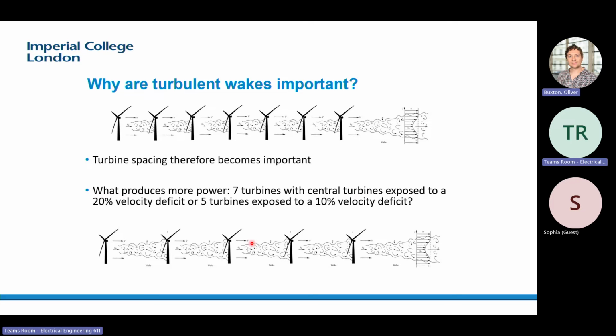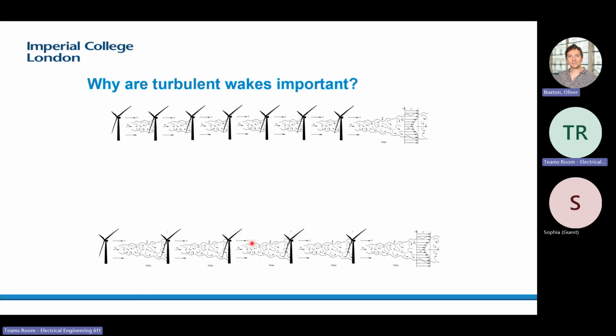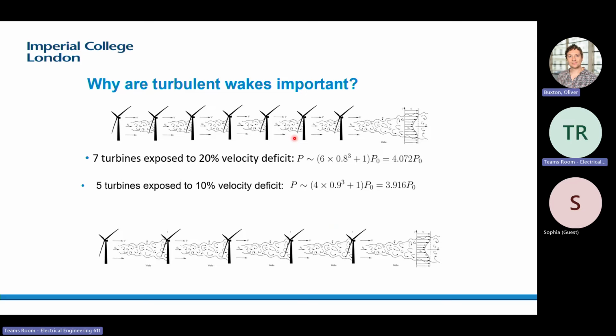Okay, everybody. Now, I'm afraid I've tricked you. So if we do the maths, if I've got a 20% velocity deficit, then I've got 6 turbines here exposed to, let's say, something like 0.8 times the velocity cubed, plus I've got the first turbine, which is operating at 100% efficiency. So these 7 turbines are generating roughly the same amount of power that we might expect for 4 turbines operating in isolation.